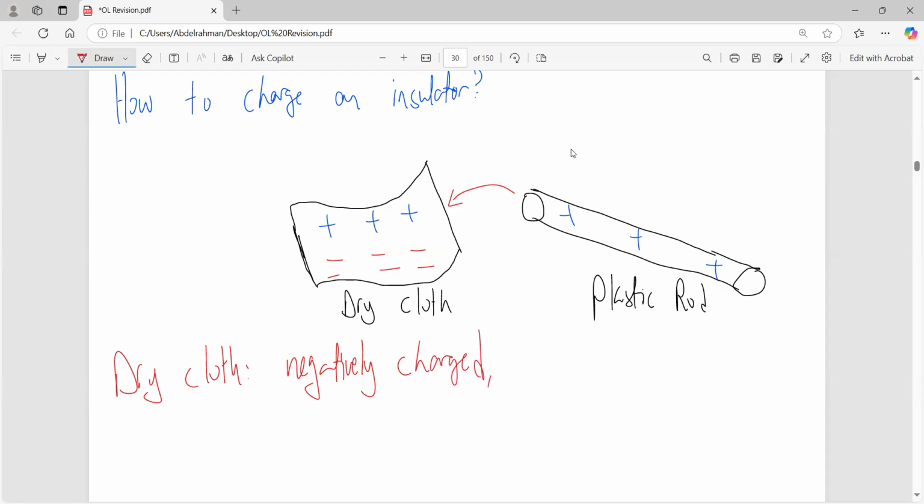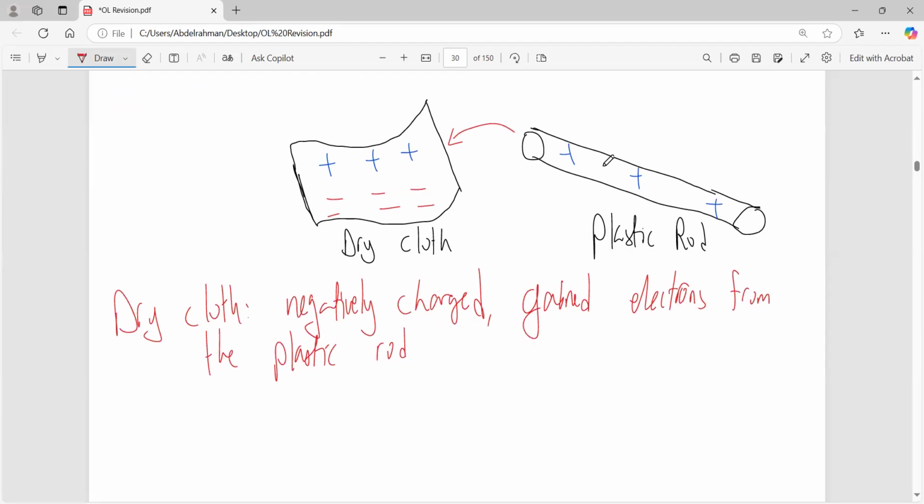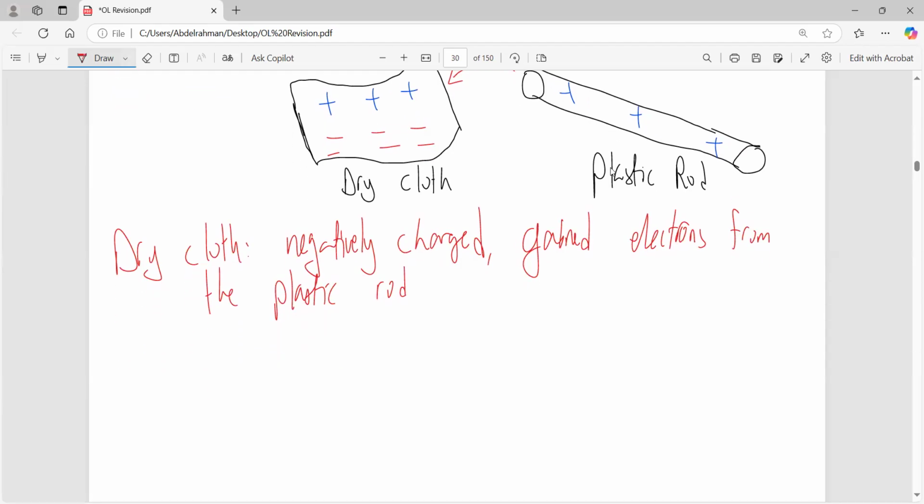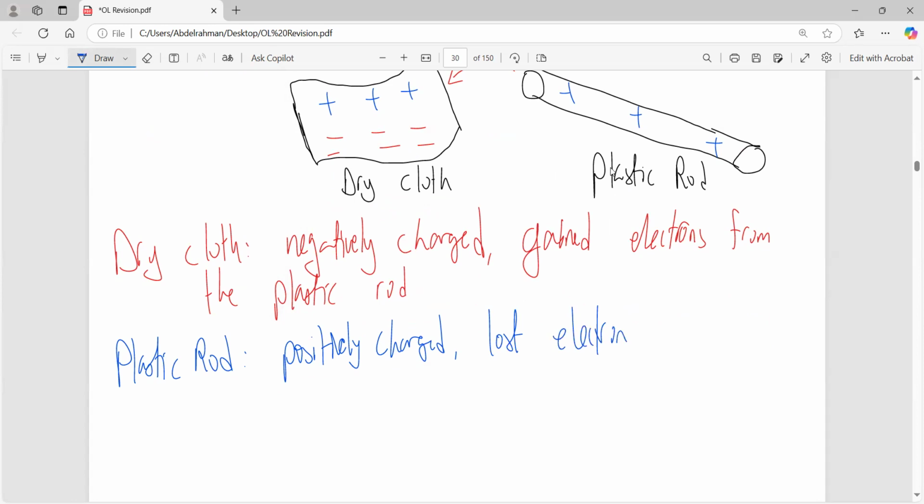Why is it negatively charged? Because it gained electrons. Where did it gain these electrons from? From the plastic rod, by friction. And what about the plastic rod? The plastic rod will become positively charged. Why is it positively charged? Because it lost electrons to the dry cloth.